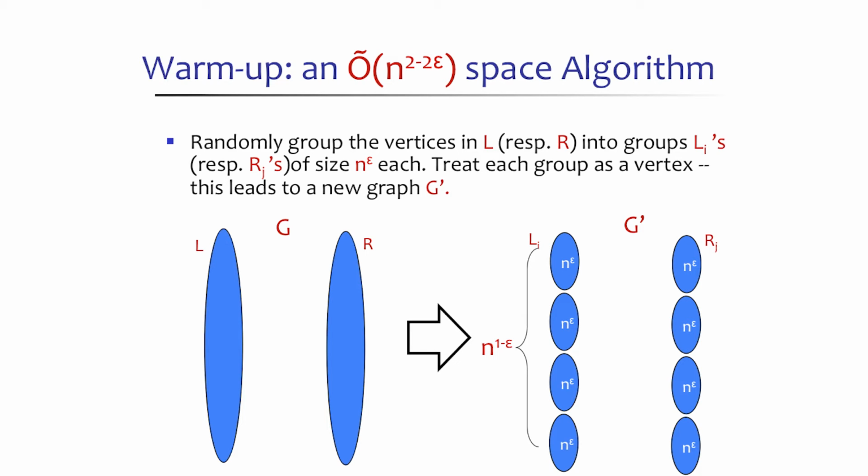On the left is my original graph, where the left set of vertices is L, and the right set of vertices is R. What I'm going to do is randomly partition vertices on each of the two sides into groups of size n to the epsilon. So now I have a new graph G prime, which consists of n to the 1 minus epsilon groups on each side. And I'm going to contract these groups and view them from here on as singleton vertices. Okay?